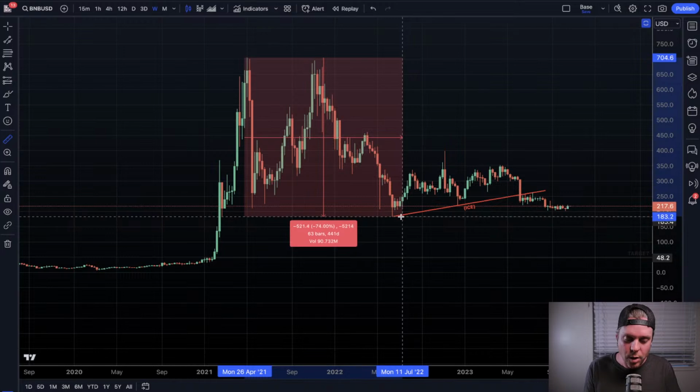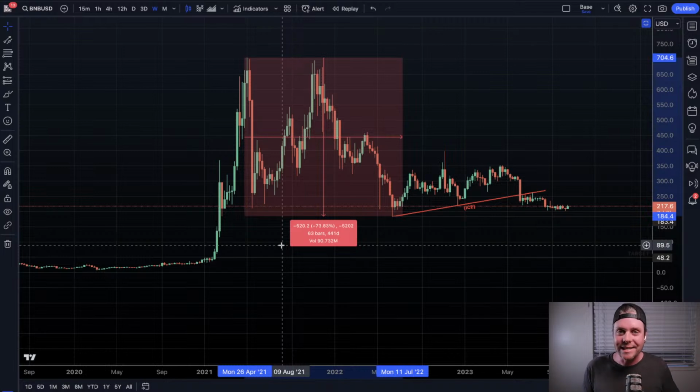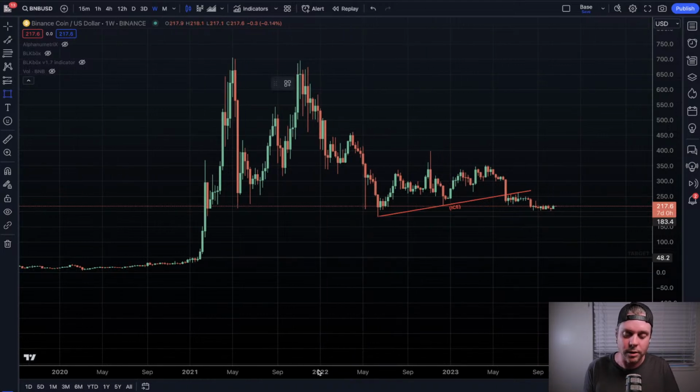From top to bottom, we're looking at a 74% retracement. 74. Bitcoin did 77. The highest market cap coin, the coin that has the most value and the highest track record, retraced more than BNB. You can't tell me that that is not manipulation. You can't sit there and tell me that BNB has more utility than Bitcoin. I'm sorry. This is a manipulated asset. And if the market is to correct the price of this asset, we're looking at $40 for the price of BNB.